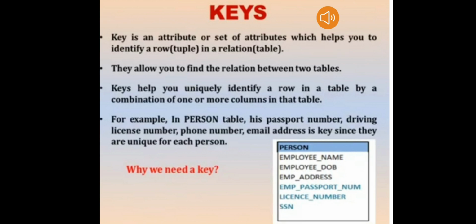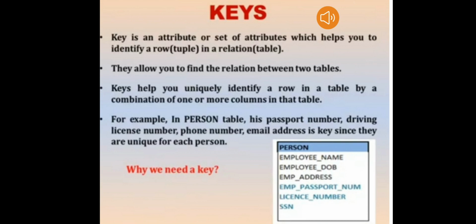A key is an attribute or set of attributes which helps you to identify a row, that is a tuple, in a relation, meaning a table. It helps us to find the relation between two tables. A key helps us to uniquely identify a row in a table by a combination of one or more columns in that table.